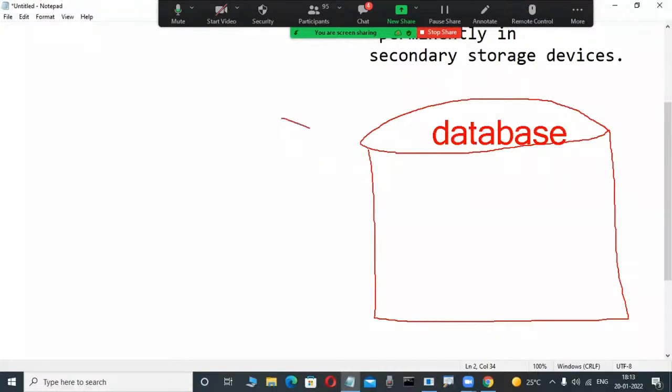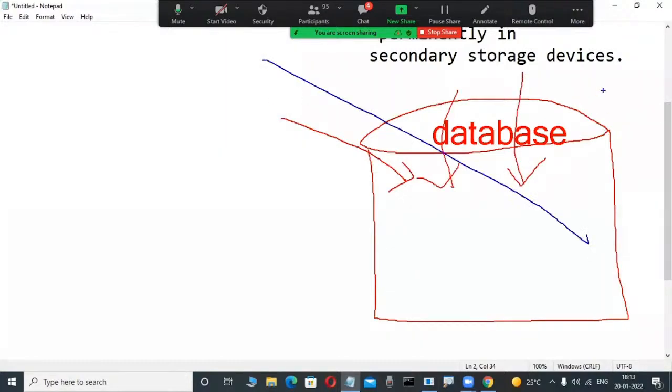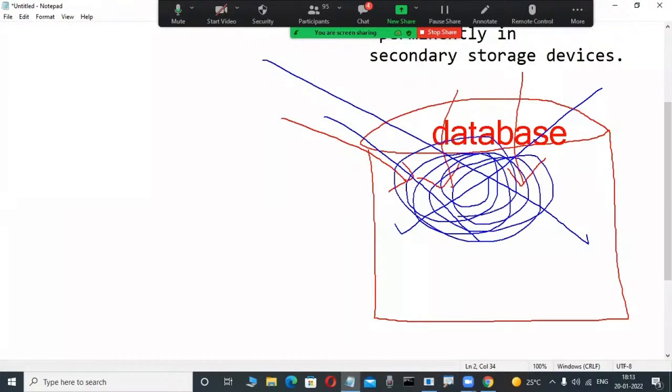We are thinking that we store a random collection of data here. That is absolutely wrong. Actually, Oracle, SQL Server, DB2, Sybase, Informix, Ingres, Teradata, these types of databases do not store a random collection of data. These databases only store a structured collection of data.